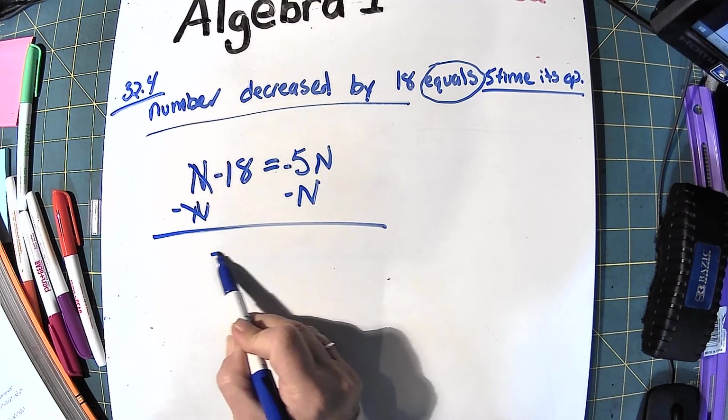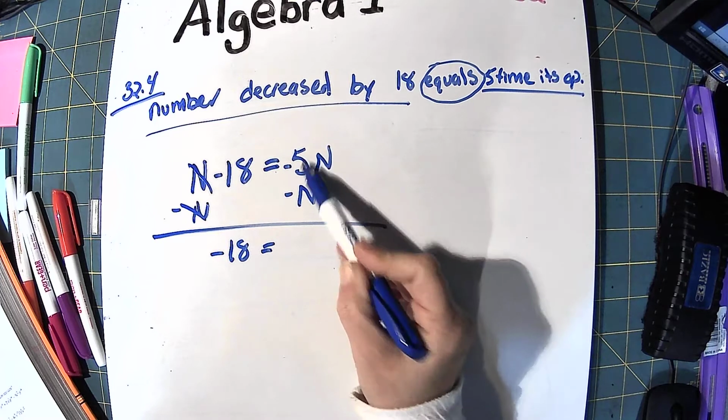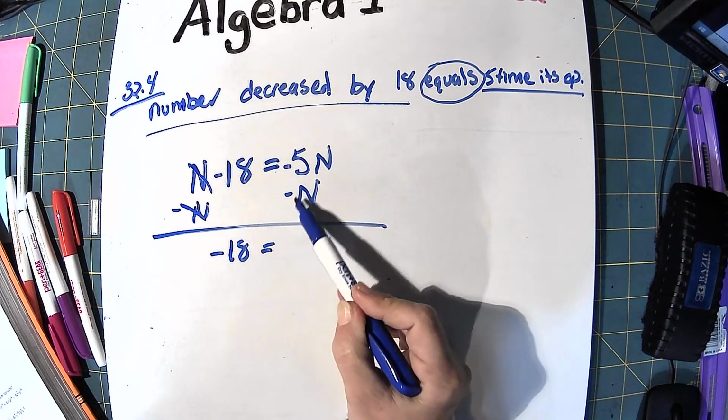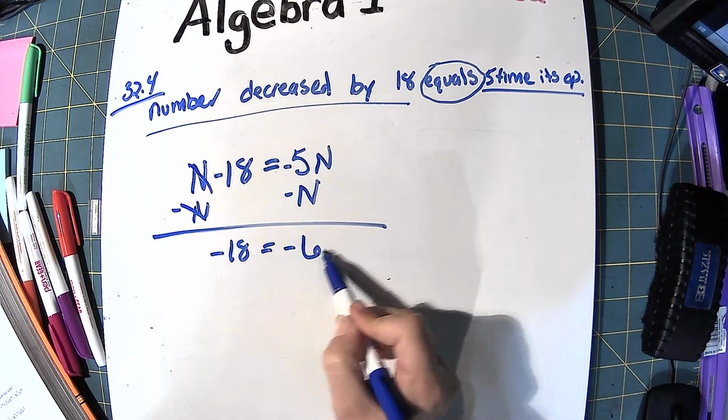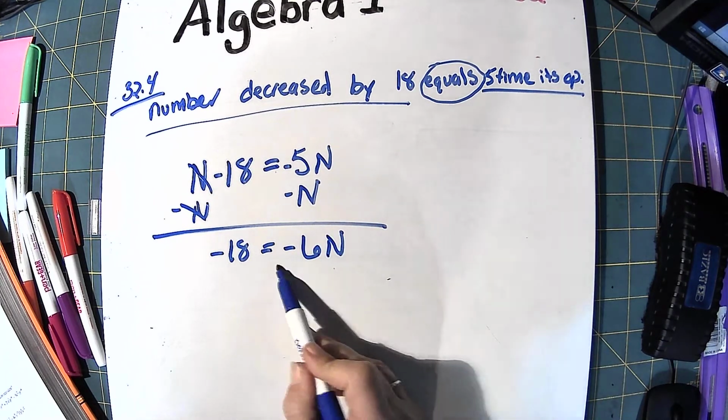So right here, I've got negative 18 equals 5 minus 1. Remember, when we have an n with no number in front of it, that just means 1. So negative 5, negative 1 would be negative 6n. Then we're going to divide by negative 6.